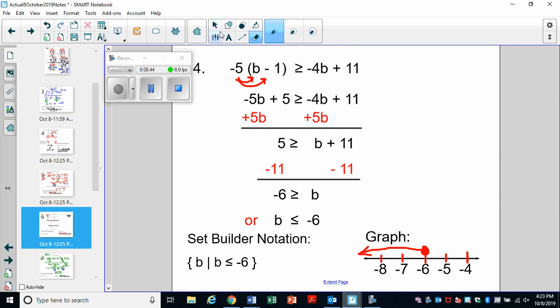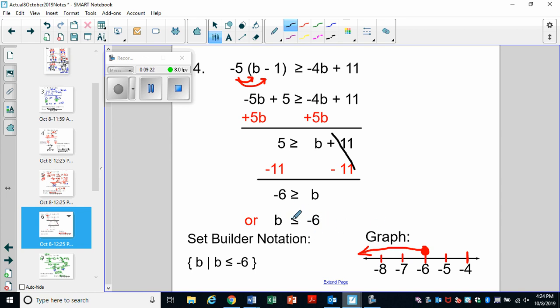And then here, since we have 5 is greater than or equal to b plus 11, you then subtract 11 from both sides. The b comes on down. 5 minus 11, negative 6. Now, here we're going to rewrite the whole inequality. We're going to reverse the whole inequality. So rather than negative 6 greater than or equal to b, we're going to write b is less than or equal to negative 6.